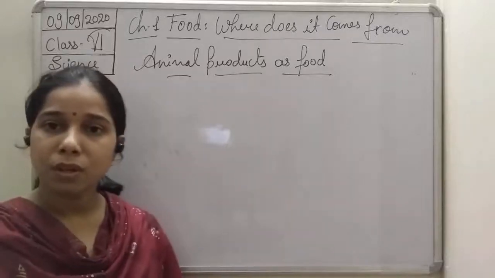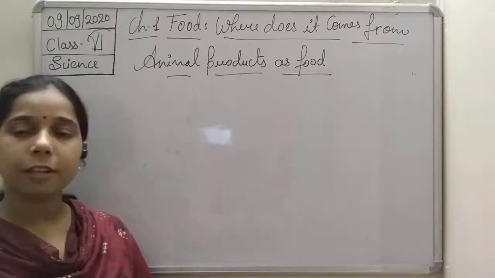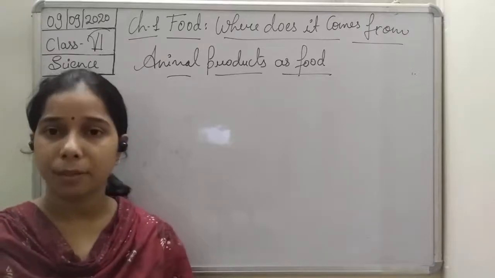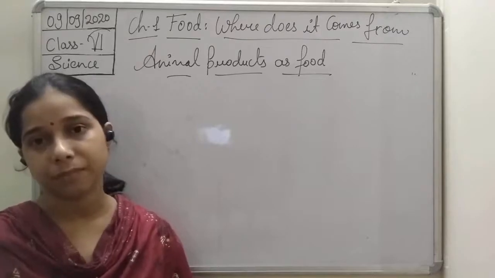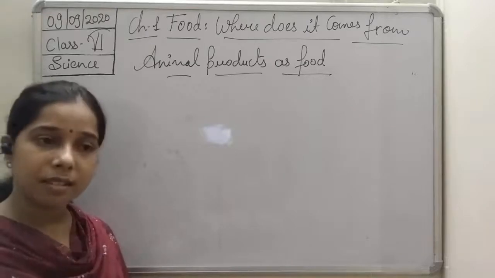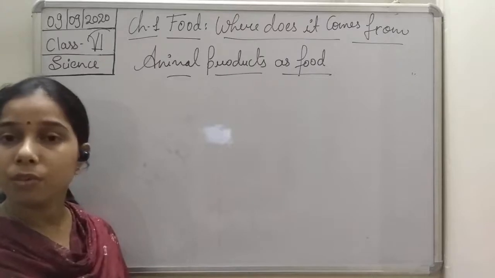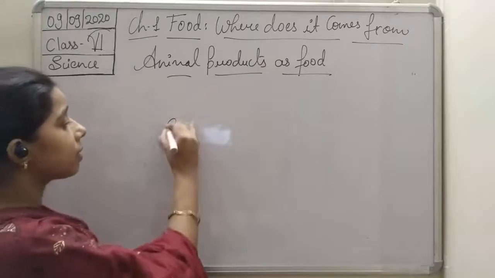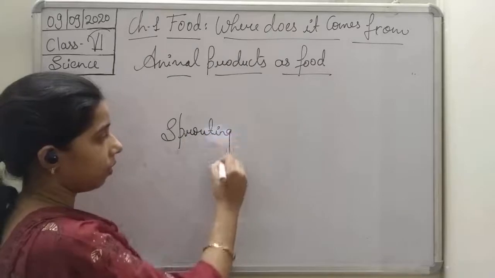Hello students. In the previous class, when we were discussing the chapter "Food: Where Does It Come From?", we discussed the edible parts of the plant, the parts we use to eat. We discussed which part is the stem, which is the root, which is the leaf, which are the seeds, as well as the fruits and flowers. Later we discussed a very important thing, students, and that is the process of sprout formation, or sprouting.